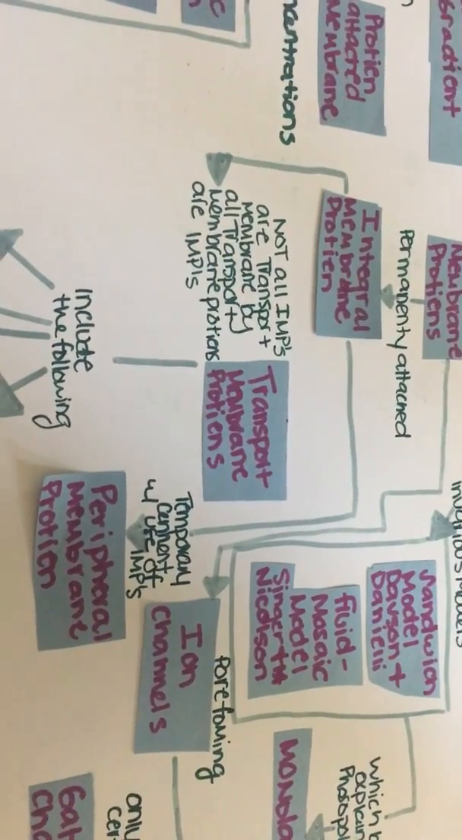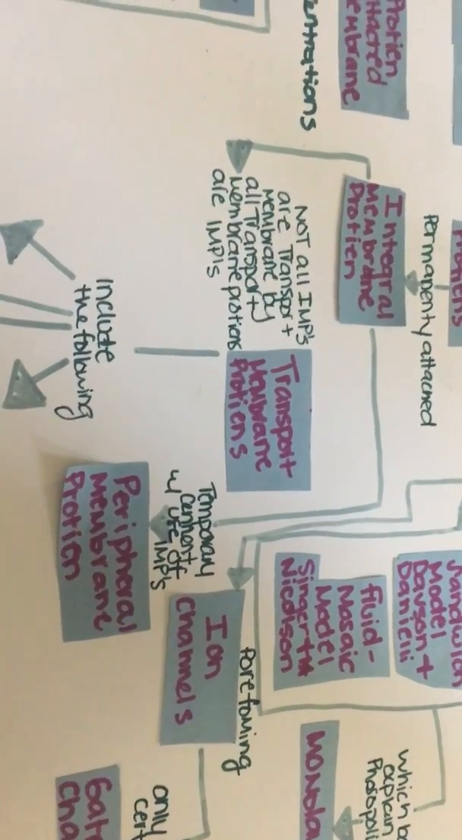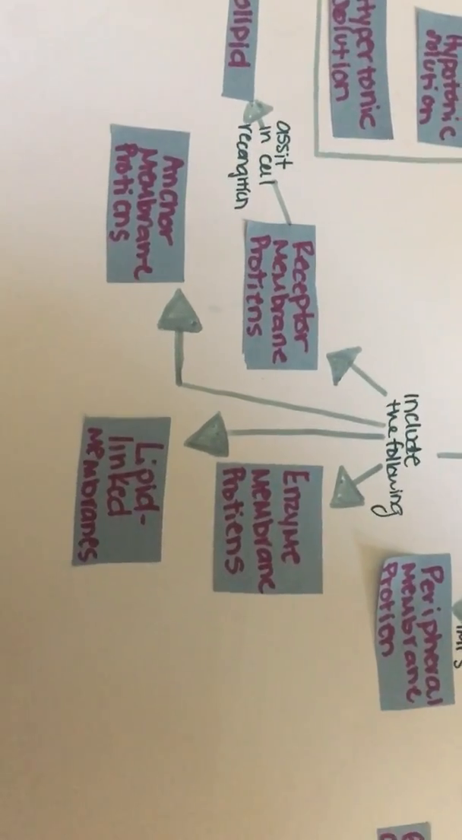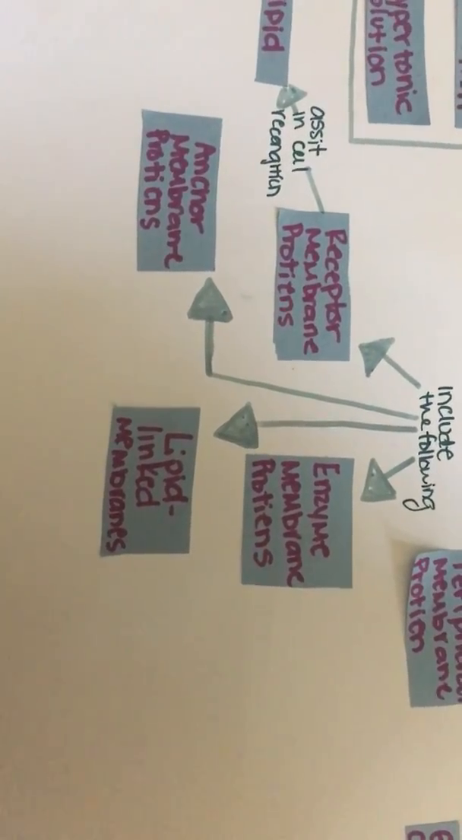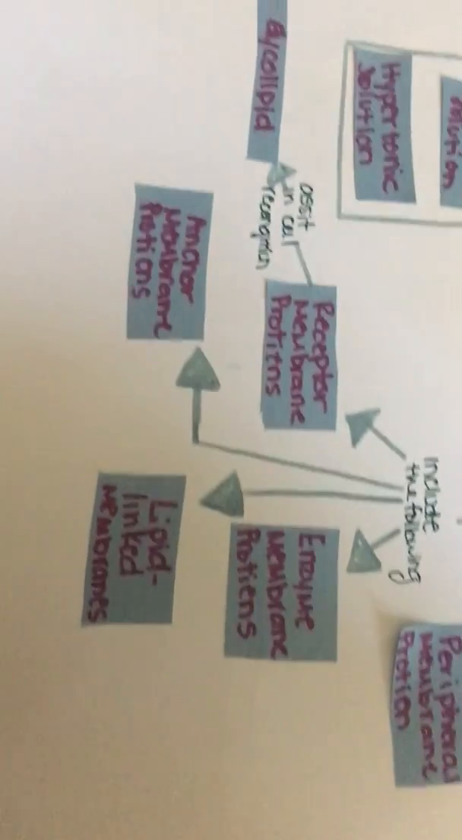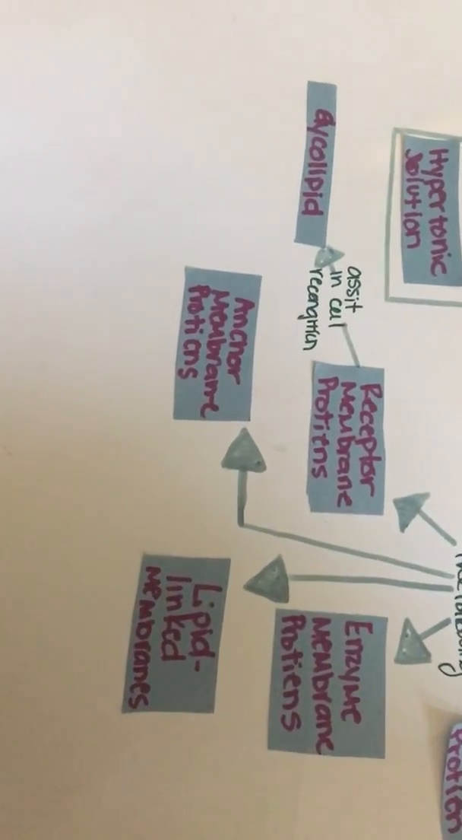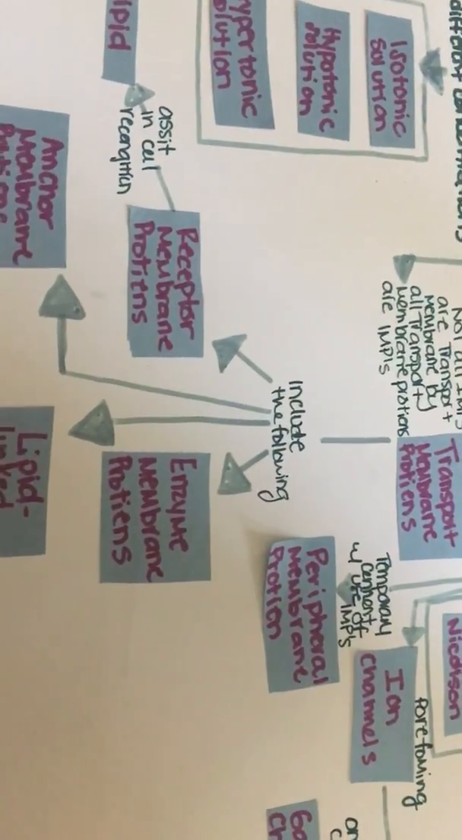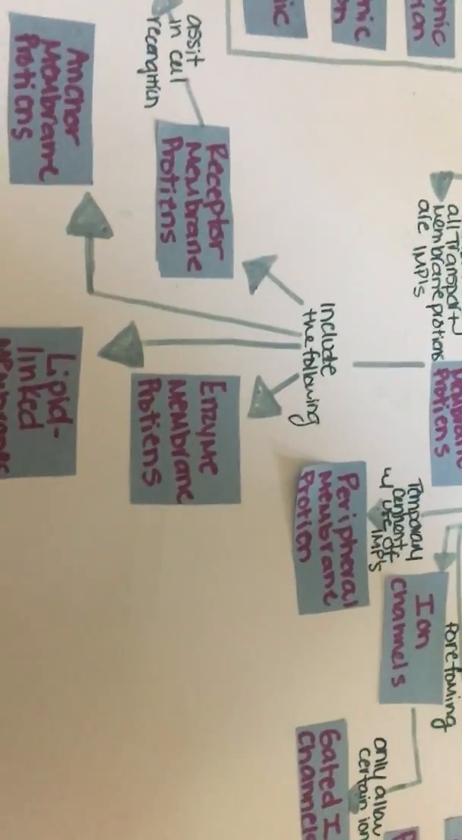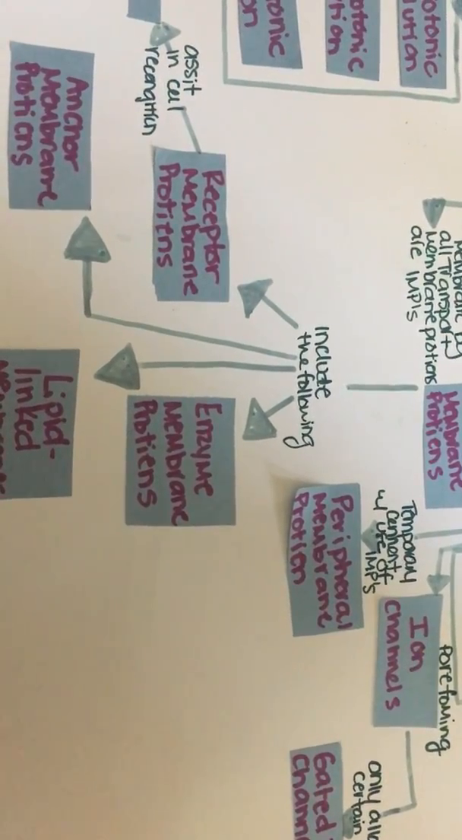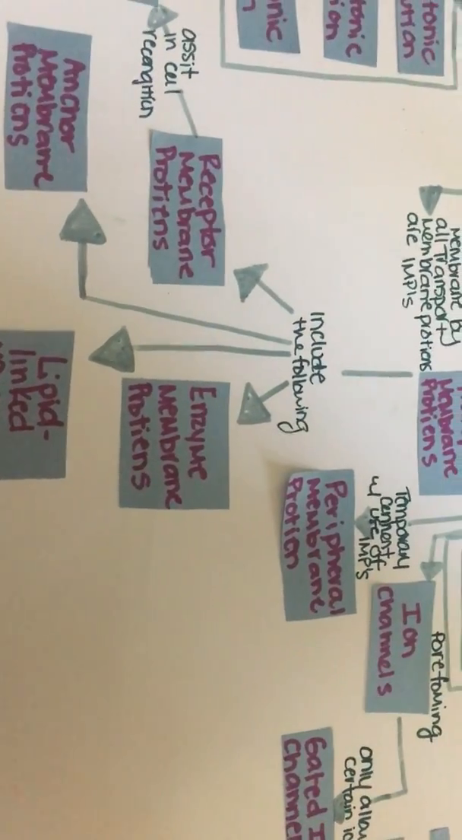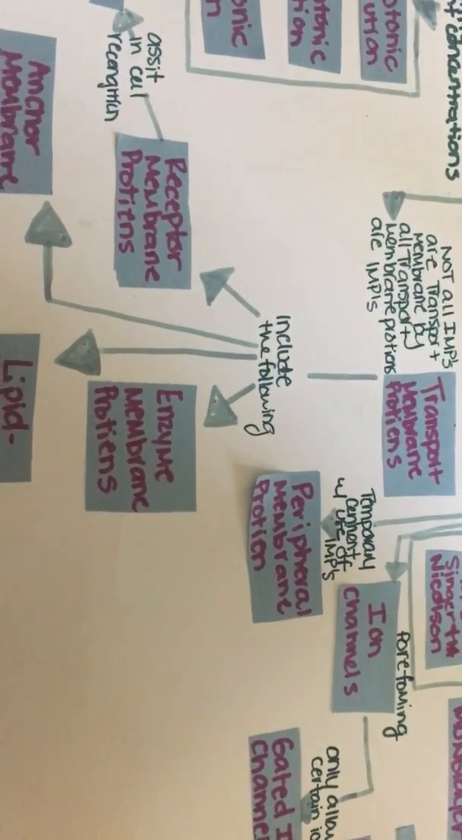So the transport membrane proteins, which are all IMPs, they're all integral, include the following. You have the receptor membrane proteins, which help with the surface. There are also surface membrane proteins, which assist in cell recognition, which glycolipids also help. Then we have the anchor membrane proteins, lipid-linked proteins, and enzyme membrane proteins. Those include different types of transport membrane proteins. You have the temporarily connected ones, and those are the peripheral membrane proteins. Those don't fully connect, but they partially connect.